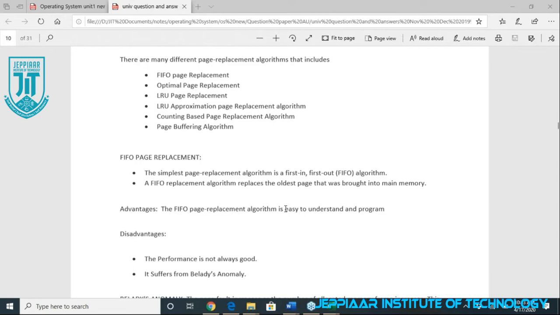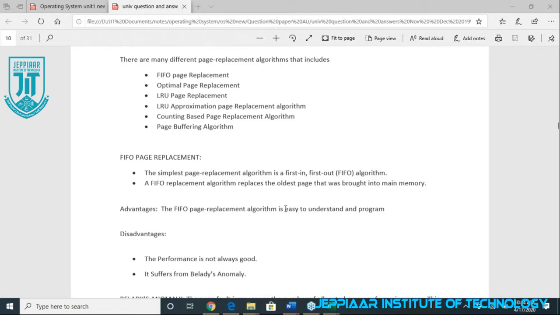FIFO is the simplest page replacement algorithm. FIFO stands for first in, first out. That means the page which comes first inside the main memory will be replaced first. That is the logic. It is very simple, so the implementation of this algorithm is also very easy. The disadvantage is that the performance is not always good. Sometimes it suffers from Belady's anomaly.